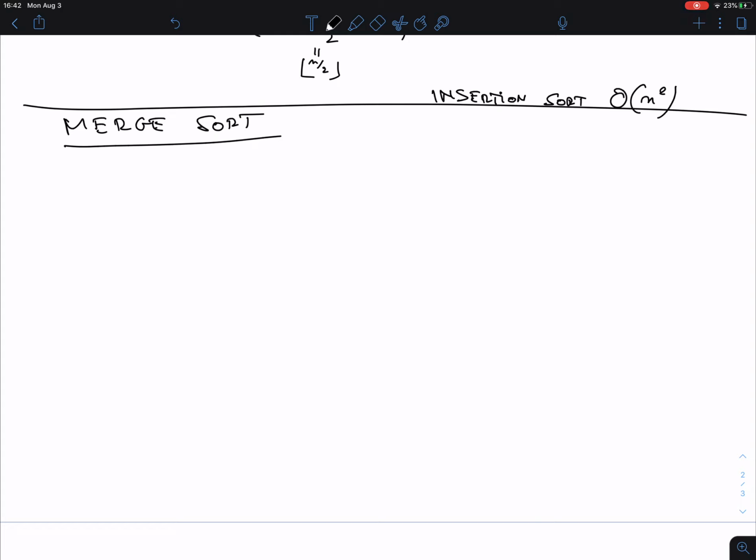That is 10,000 billion, that is 10 trillion. That's huge amounts. Okay, so what does the merge sort do? I'm going to do it on an example.